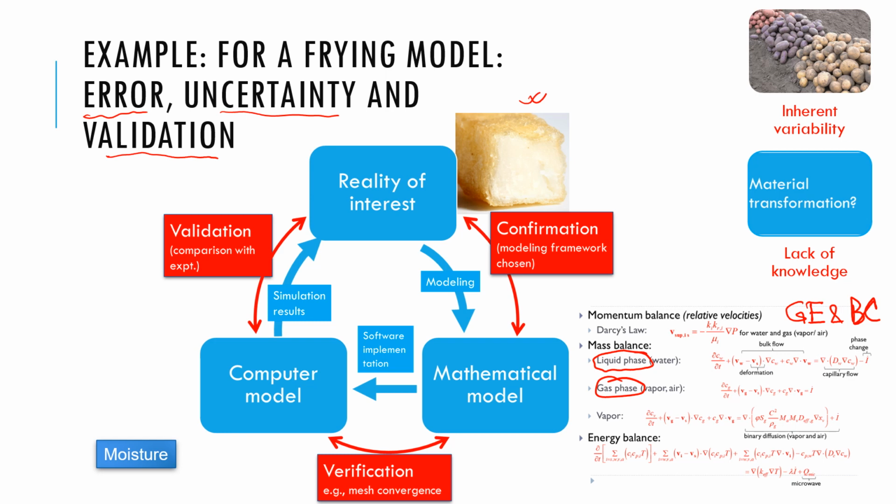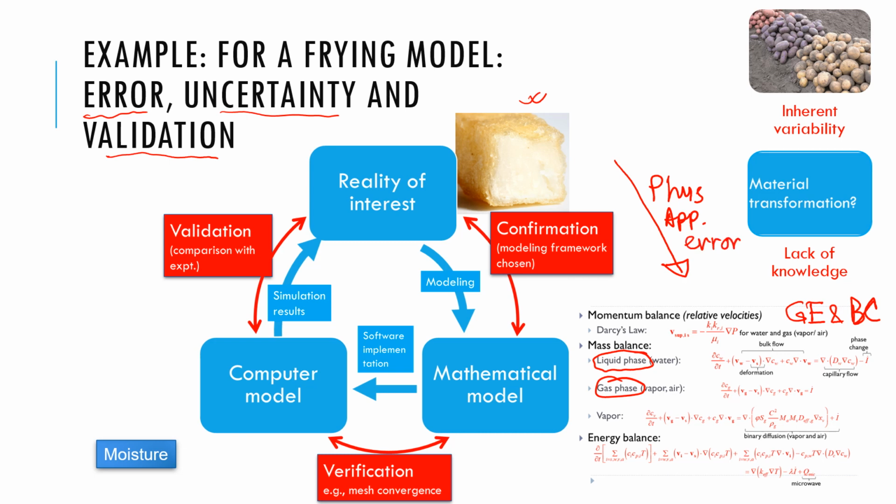But in this process, from here to here, we make physical approximation error, because we're obviously making some approximation. For example, the potato deforms, and we may choose to ignore this deformation. So that's my physical approximation error.